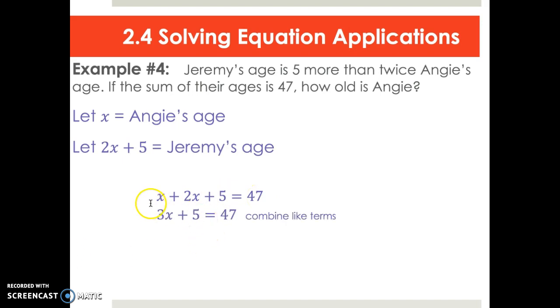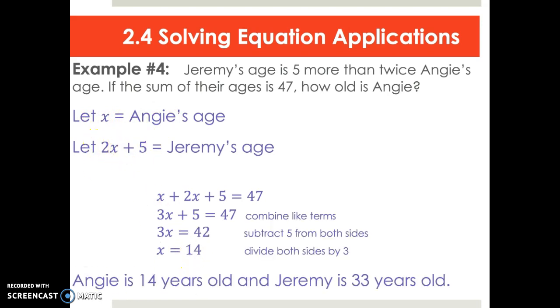Now we combine our like terms. x and 2x is 3x. 3x plus 5 is 47. Now we're going to subtract 5 from both sides, so we get 3x is 42. Now we can divide both sides by 3. And we end up with x is 14. And we see back here that x was Angie's age. So then we plug the 14 into 2x plus 5 to get Jeremy's age. So Angie is 14 years old and Jeremy is 33.